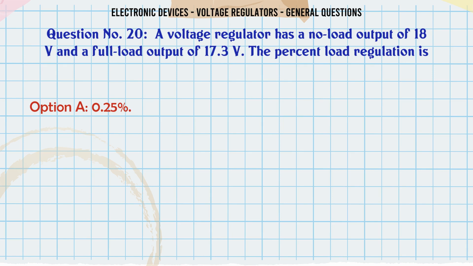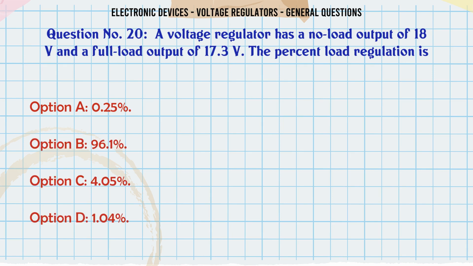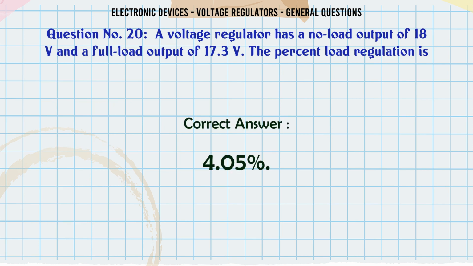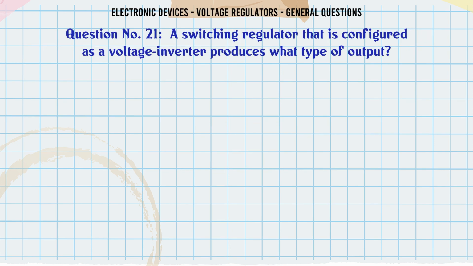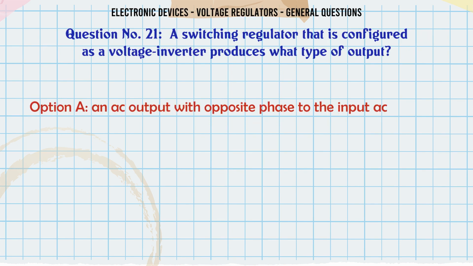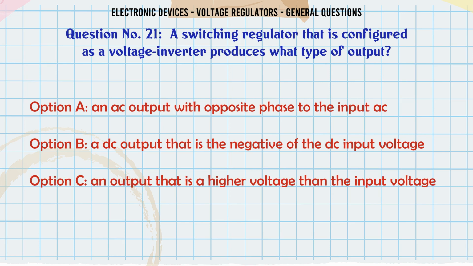A voltage regulator has a no-load output of 18 V and a full load output of 17.3 V. The percent load regulation is A. 0.25, B. 96.1, C. 4.05, D. 1.04. The correct answer is 4.05.